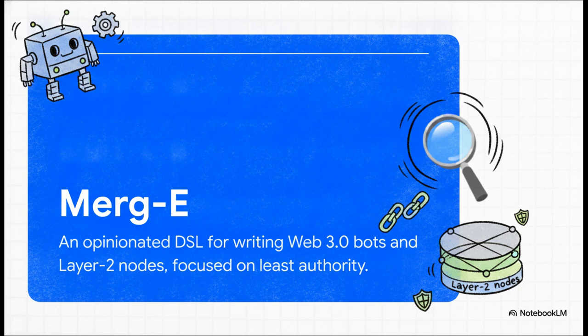What actually is Merg-E? Well, it's a highly opinionated domain-specific language, or DSL. It's really not trying to be a general-purpose tool like Python or C++. Instead, it's got a very narrow, specific use case: writing Web 3.0 bots and Layer 2 nodes. That's it. And its entire architecture revolves around a really strict adherence to the least authority principle, meaning components are only ever given the absolute bare minimum permissions they need to function.